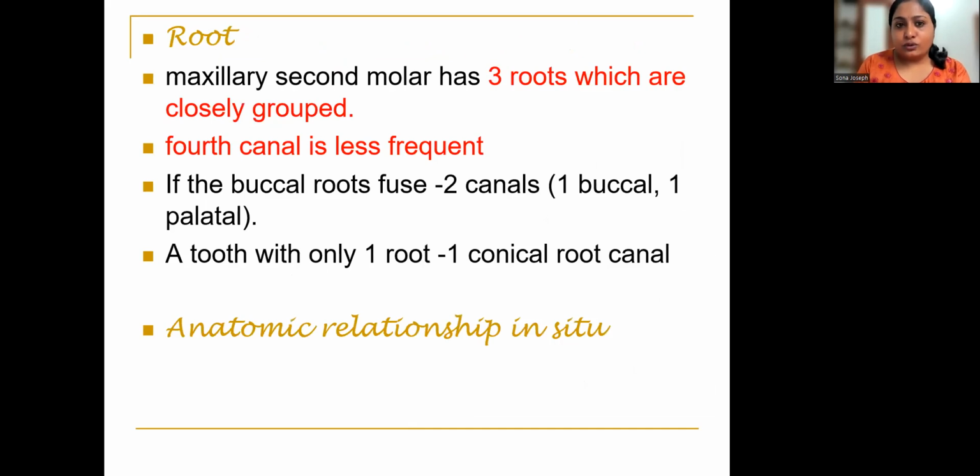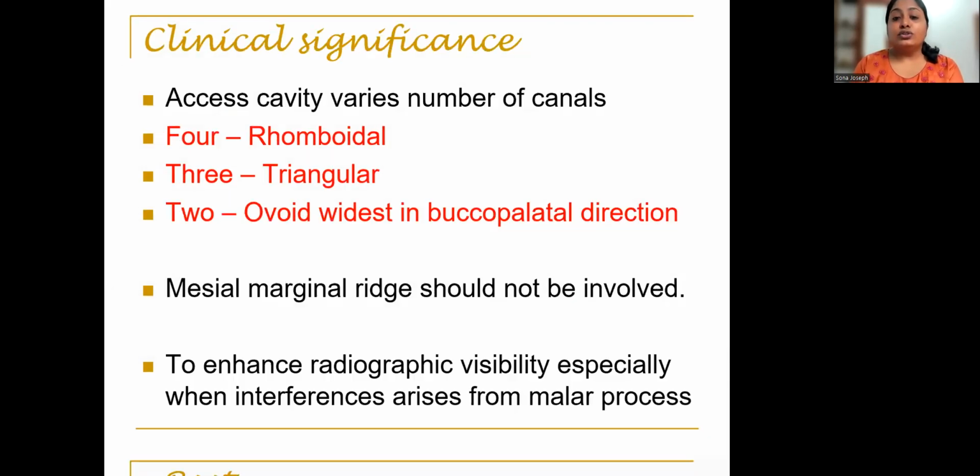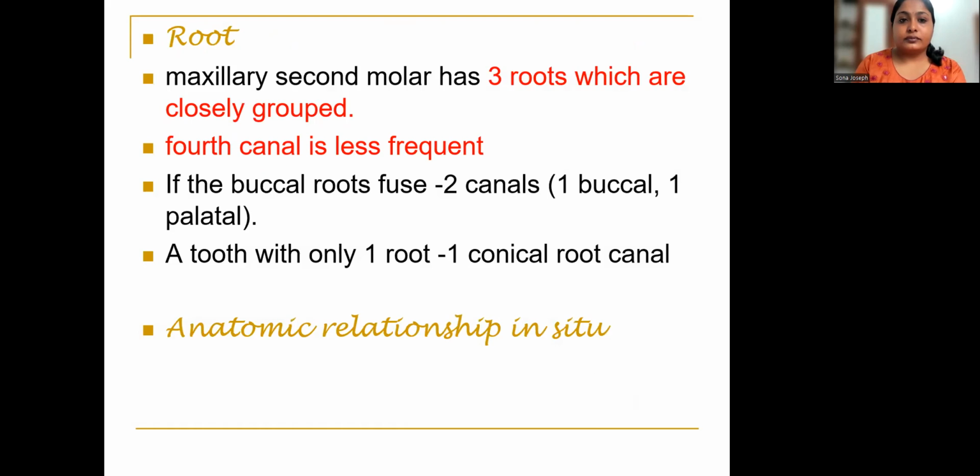The maxillary second molar has 3 roots which are closely grouped. A 4th canal is less frequent. And there are other variations also. If the buccal roots fuse, it can be 2 roots and 2 canals. And it can be a tooth with only 1 root with 1 conical shaped root canal. These all are the other variations of the maxillary second molar.